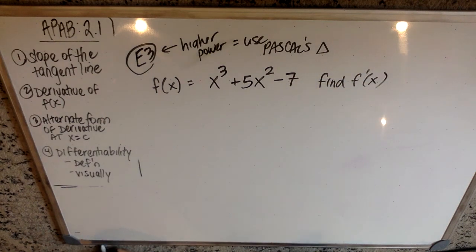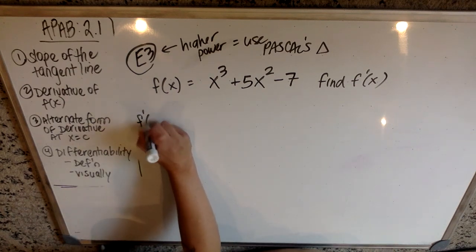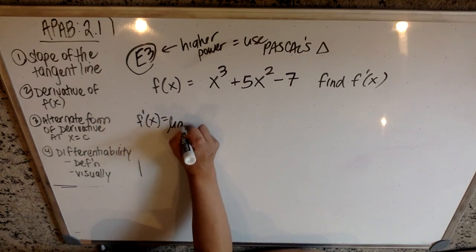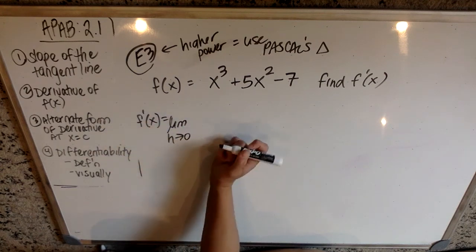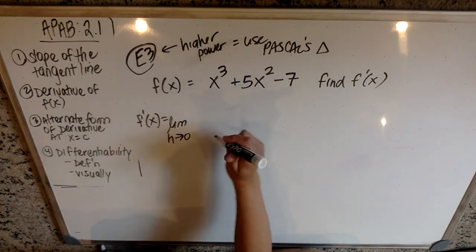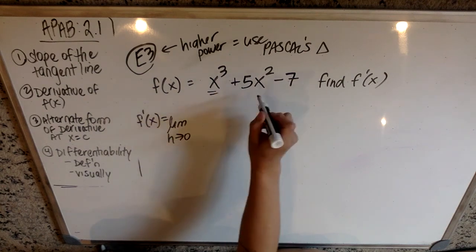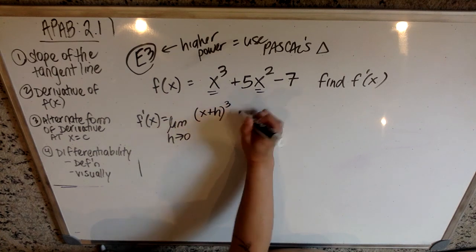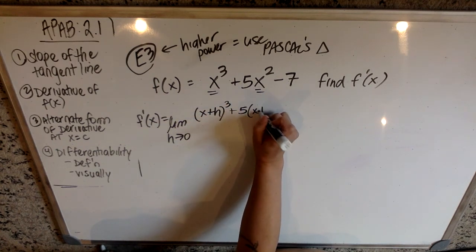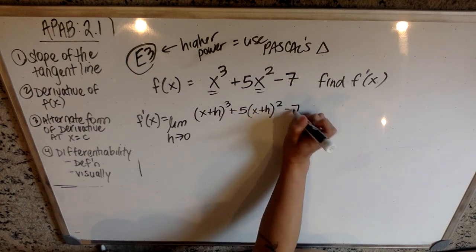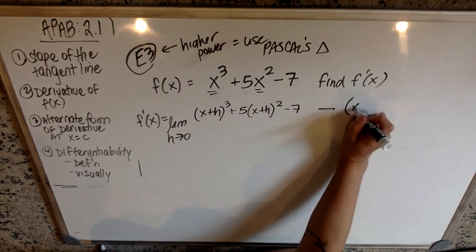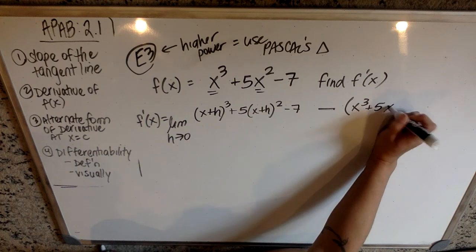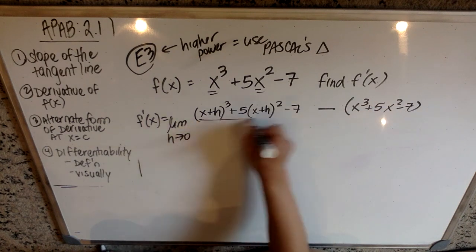So what's frustrating here is that foiling out x plus h quantity cubed is going to be a little bit tedious. So the first thing I want to do is set my derivative up. So my f prime would be the limit, and I'm going to use h again because I'm feeling lazy. The limit is h approaches 0. My f of x plus h, well, that's going to be each one of these x's replaced with an x plus h. So x plus h quantity cubed plus 5 times x plus h quantity squared minus 7, minus, in parentheses, whatever f of x was, right? So I just copy my f of x, all over an h.